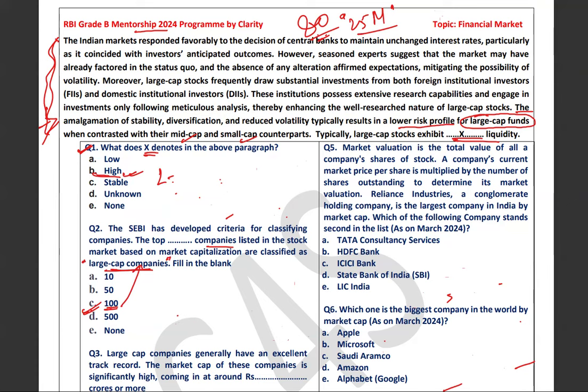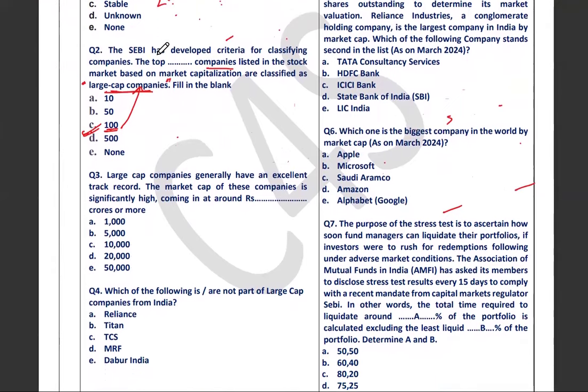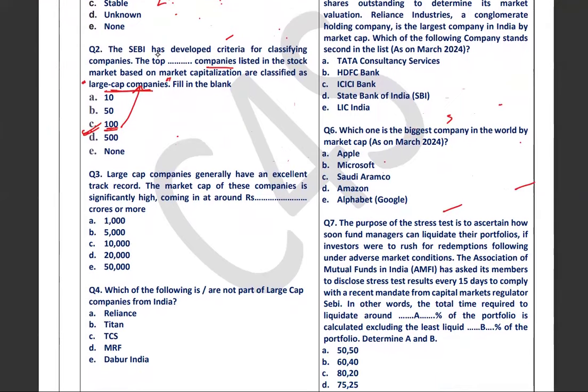Let's see the third question. Large cap companies generally have an excellent track record. These large cap companies are stable players in the market. They can sustain and handle the volatility of the market. So the risk associated with these firms is comparatively less.